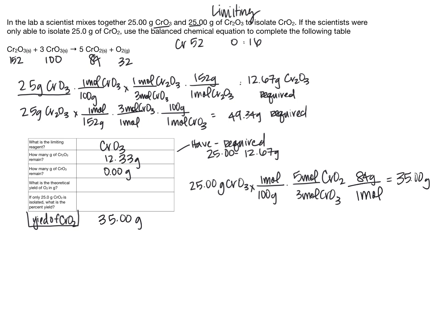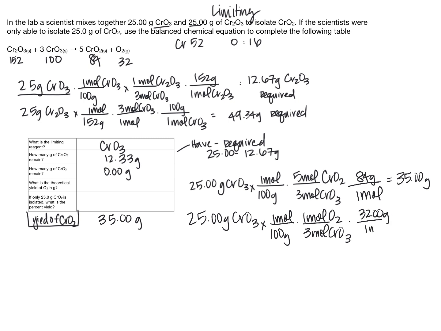And for the yield of oxygen, we're going to take our 25.00 grams of CrO3. Again, there are still 100 grams in 1 mole. There are still 3 moles of CrO3 for every 1 mole of O2 produced. 1 mole of O2 is 32.00 grams. In this, there's 2.66 grams. That needs 1 more sig fig. Let me look that up. It's 0.667, so we'll add that in there, and it's 2.667.